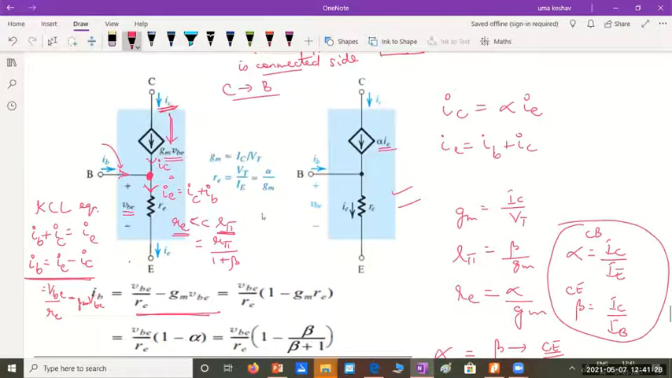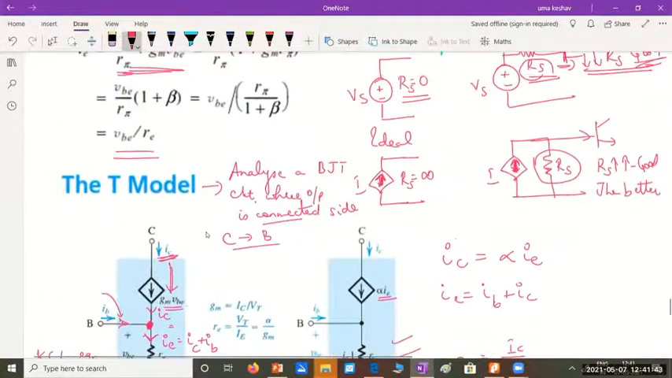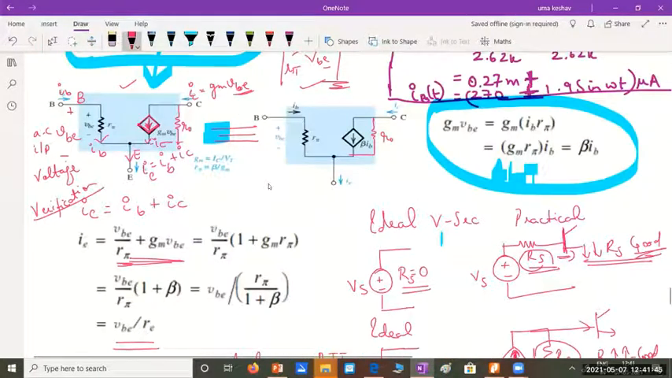T model is also very useful. I told you it is useful in such cases wherein output is connected to the input side, like feedback, bias and all that. Output and input are connected. There we use T model commonly. In such cases where output is not connected, normally we use the hybrid pi model.